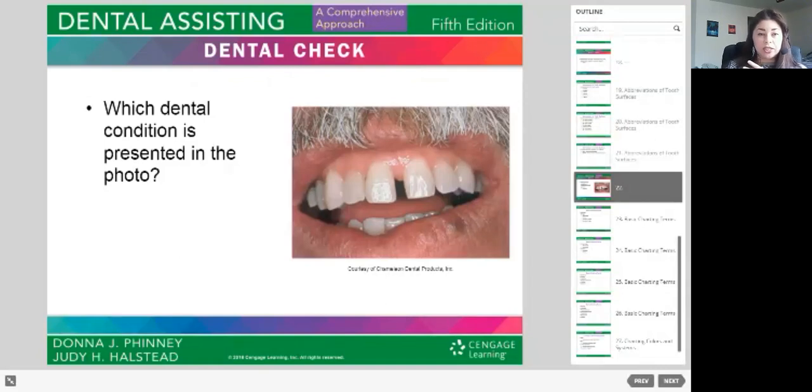Which dental condition is presented in this picture? There are some people out there who are very popular in Hollywood who have this condition. The London look, I think is what they call it too. But I would question this right here. Whatever is going on, he might need to have that checked out. But this is called a diastema. It's a space between teeth, basically. The most common is between the 2 front teeth.